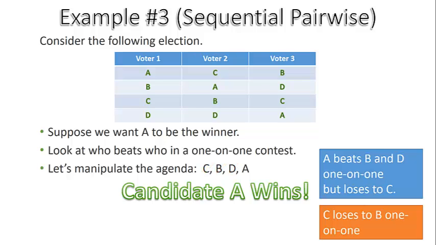Great, so the basic strategy is the person you want to be the winner, you want to put them last in your agenda. And any candidates that could beat them one-on-one, you want to go as early as possible in the agenda to try to get them out of the way.